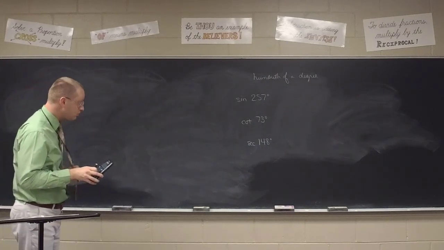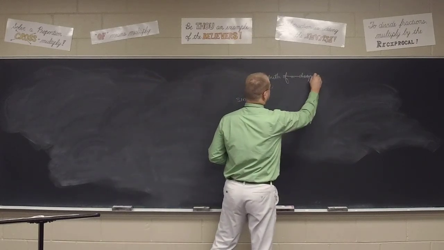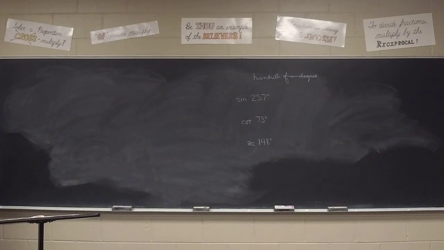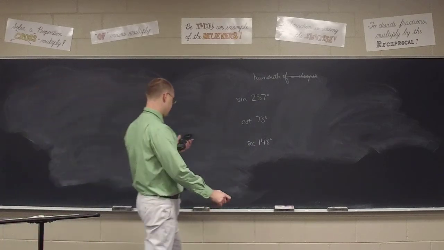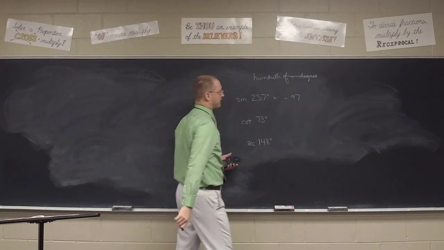Not the nearest hundredth of a degree. Just to the nearest hundredth. Sorry, we already have degrees. We're not finding degrees here. We have 257 of them. We're finding what is the sine of 257 degrees. And what is the sine of 257 degrees, class? Negative 0.97 when we're at the nearest hundredth.